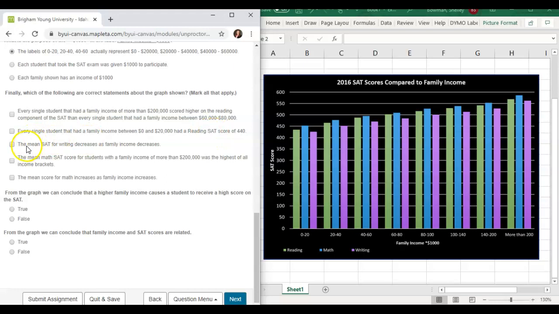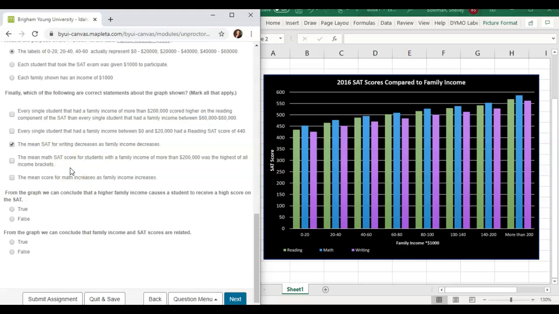The next one, the mean SAT for writing decreases as family income decreases. So the mean SAT writing is pink, and the writing mean scores decrease as the family income decreases. The pinks continue to decrease the entire time, so that's true. So the mean SAT score for writing definitely decreases as the family income decreases. Let's move to the next one.